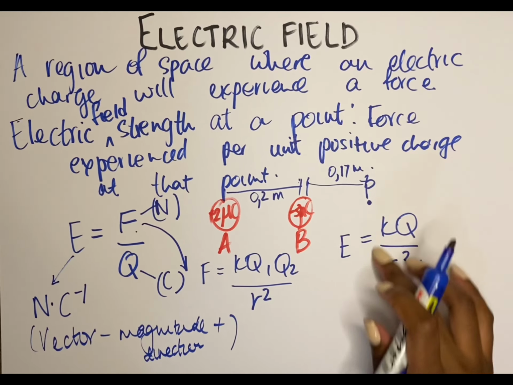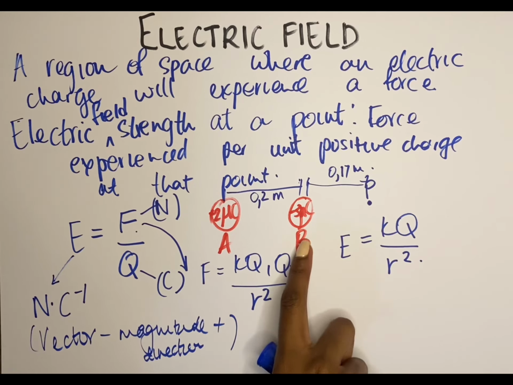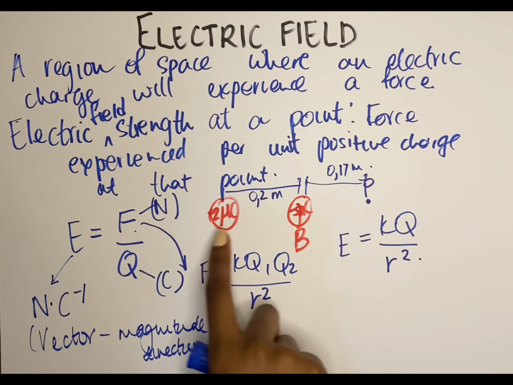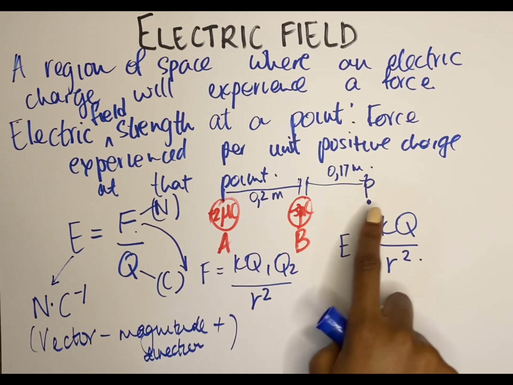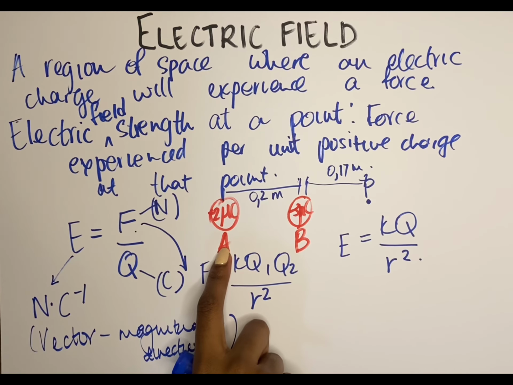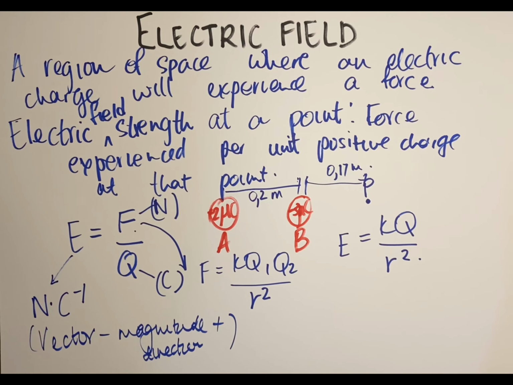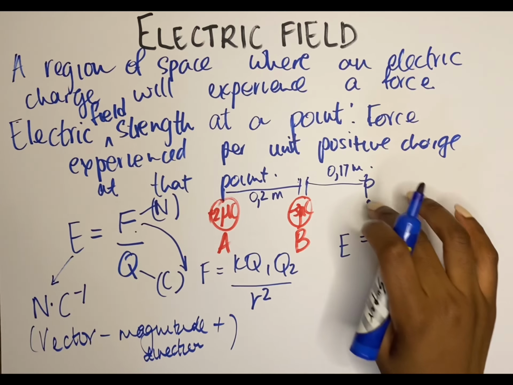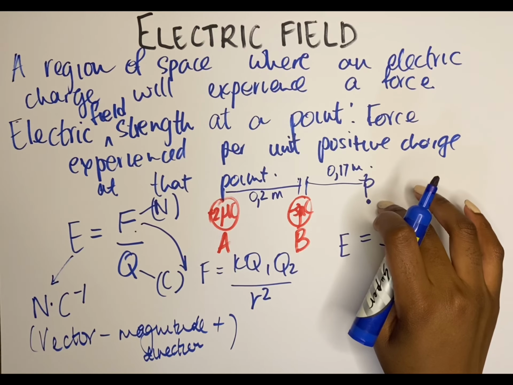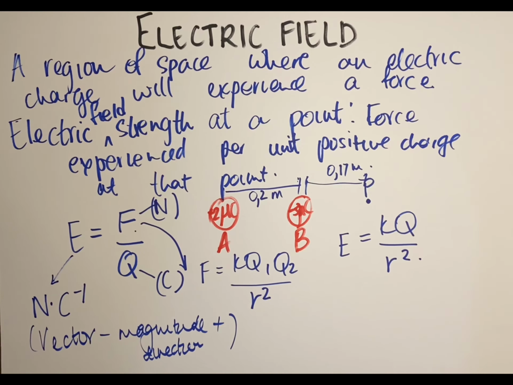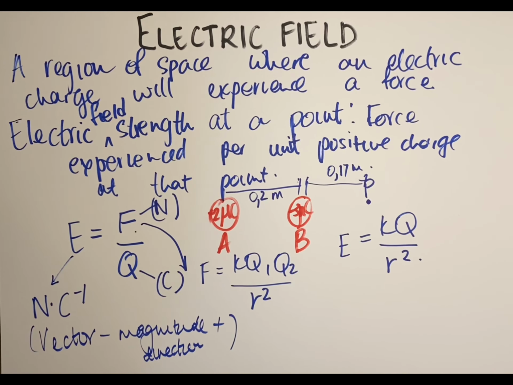Now, when I'm doing the distance, I must consider first the distance between B and P, which is 0.17, and the distance between P and A, which is 0.37. So I can do two separate calculations to find the electric field experienced at P due to B and the electric field experienced at P due to A. Remember, it has direction, so you have to consider whether it's going to be in the positive direction or the negative direction, which we're going to do when we do calculations, right?